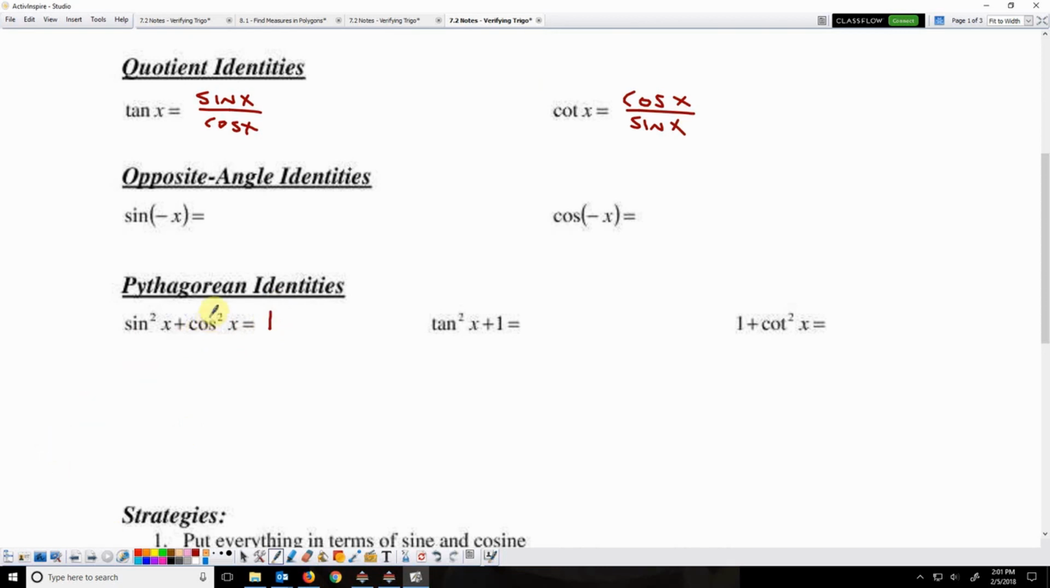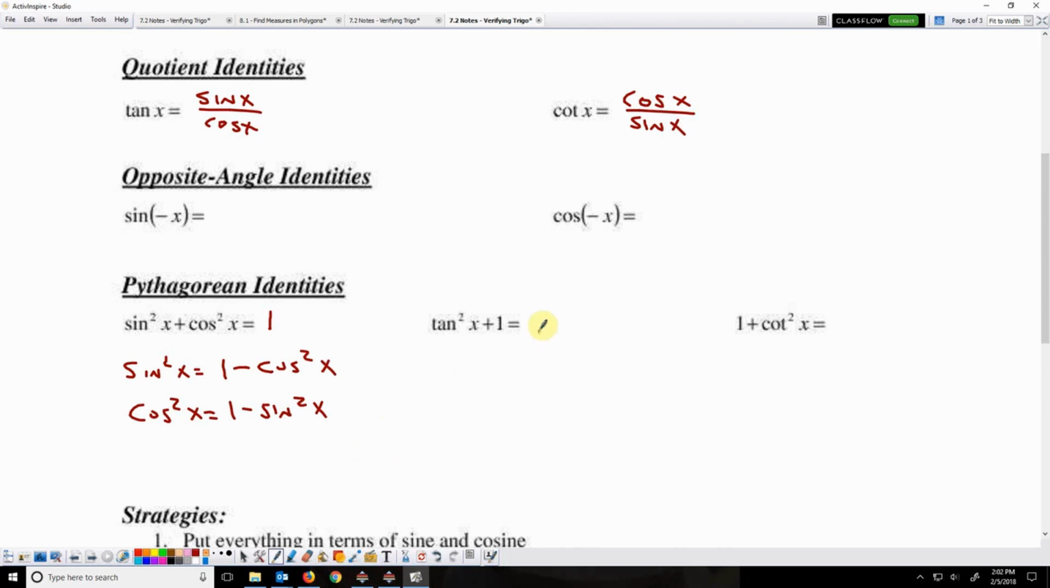And if I was to subtract cosine squared x to the other side, it would be sine squared x equals 1 minus cosine squared x. Or if I subtract sine squared x, I would get cosine squared x equals 1 minus sine squared x.